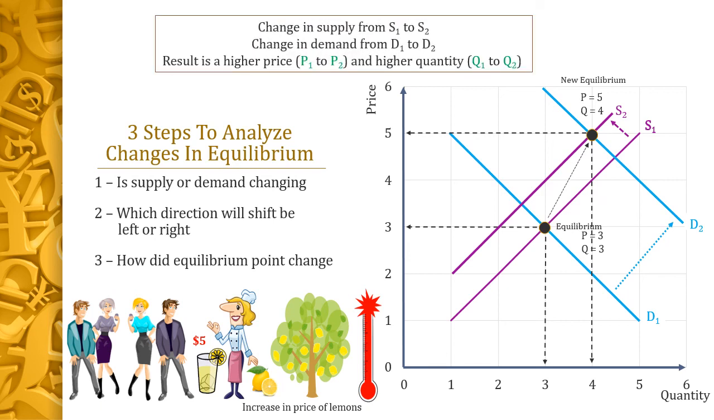So how do we state this? Well, we have a shift in supply from S1 to S2. We have a shift in demand from D1 to D2, which resulted in a higher price and higher quantity. Now, the reason we use the word shift is, remember, we see actual new lines on both of these. If we hadn't seen a new line, we would have either an increase in quantity or a decrease in quantity. But because we have two new lines, we have two shifts.